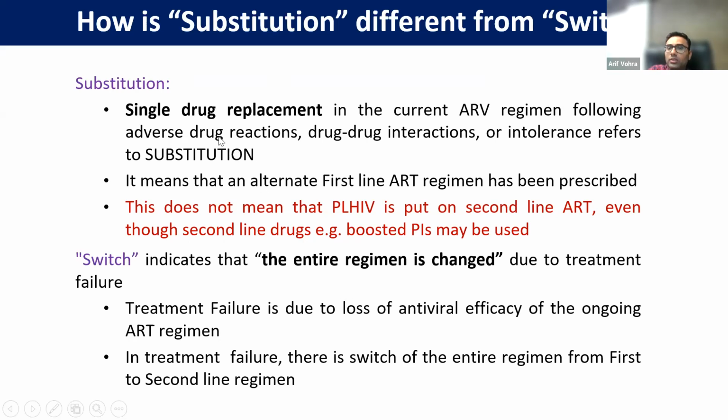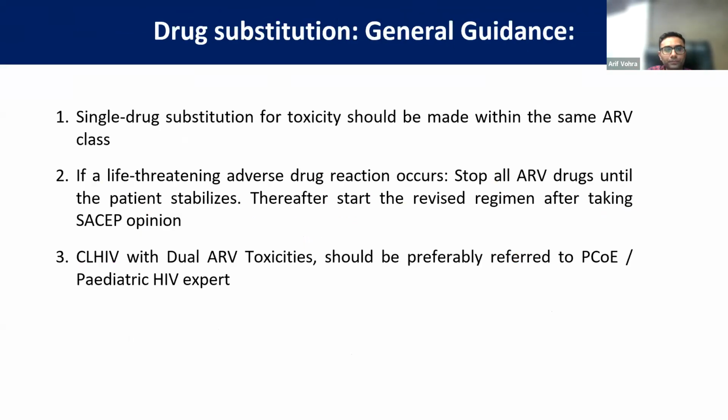In substitution, you can choose a second drug from the same class. It may be of second line, but it will be considered substitution only. It will not be considered a switch. Switch is when you change all three drugs to the next class.